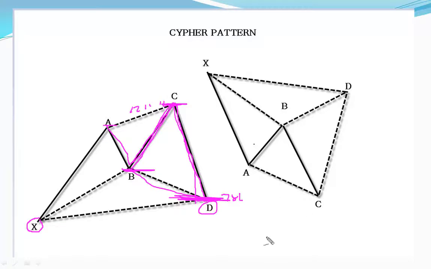There's also, you could look at it where you have your X, A, B, C, D, which the D point is below your X and below your B, and here is your A. All right, and this is C. So a couple different ways to look at this. This Cipher pattern is within the past couple of years. People are starting to pick it up.